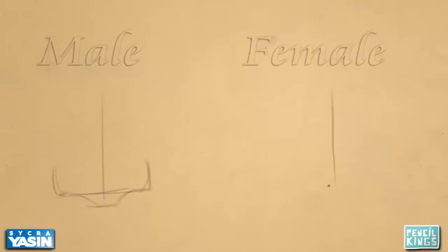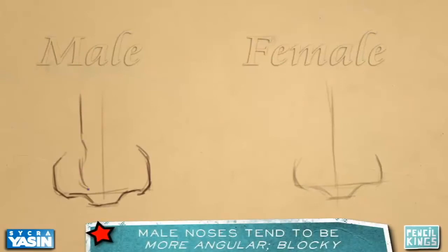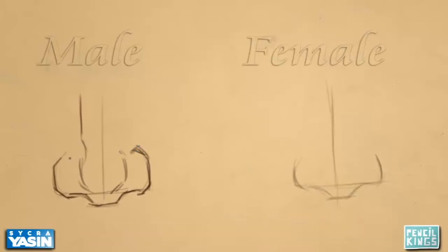I'm going to draw two similar noses here. I made the female one a little bit smaller. But for the men, or for the male nose, I'm going to treat it more blocky. I might define the bridge of the nose. Maybe the nostrils can be quite defined.